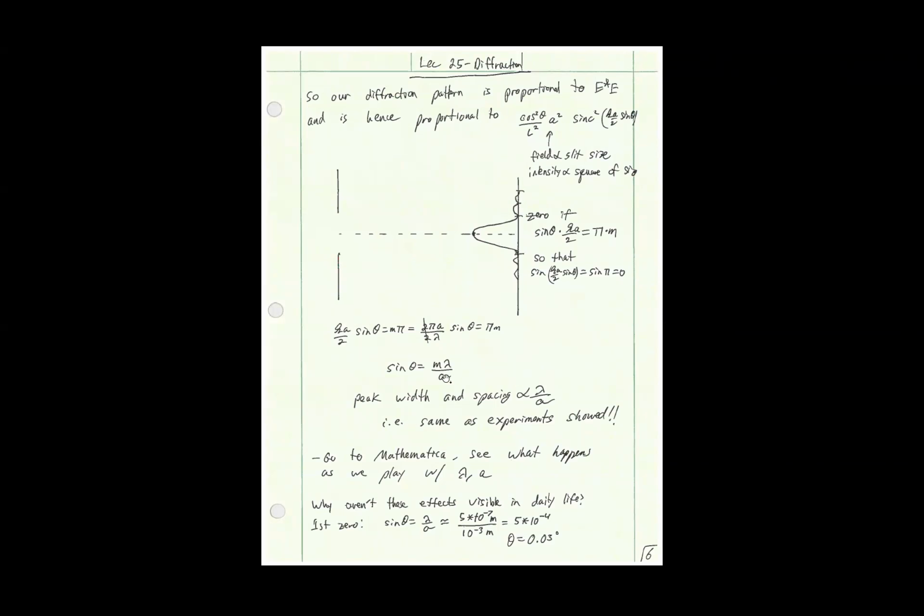Also, the angle at which this first node and second node and third node and so forth occur, those angles, well, their sines are inversely proportional to the slit width A. So this matches up with the experiment. We have a calculation whose qualitative features match up with the experiment.